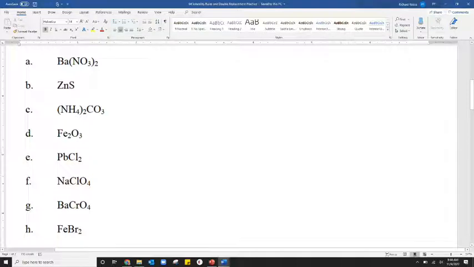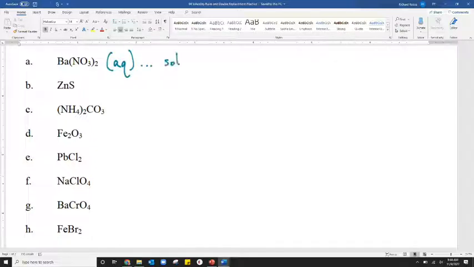All right. What did you get for letter A, which is barium nitrate? Luke, letter A. You got it. It's soluble, so I'm just going to put AQ after the ones that are soluble. I'll write it on the first couple as an example. But next one, letter B, ZnS, zinc sulfide. That's sulfide, IDE. It's just sulfur there.